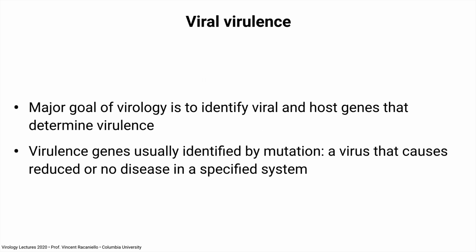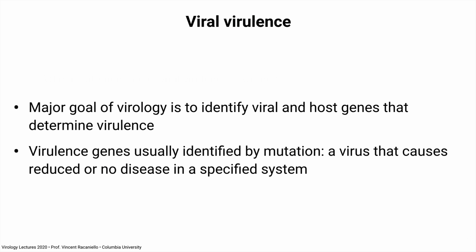In virology, many people study viral virulence to identify the viral and the host genes that determine it. What genes make a virus virulent as opposed to less virulent, and what cell genes do the same thing. And we typically do this by mutation. The ultimate experiment. We introduce mutations into viral genes, and we look for viruses that cause reduced or no disease in a system in our animal model. And then we can study the function of those gene products.